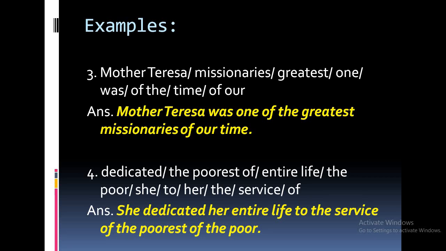Now this part of the sentence is ready: she dedicated her entire life. After this, I can take the preposition to. To what? To the service of. To the service of the poorest of the poor. You keep the superlative degree before the poorest of the poor. It means out of the poor, who was the poorest? She used to dedicate her entire life to the service of those very people.